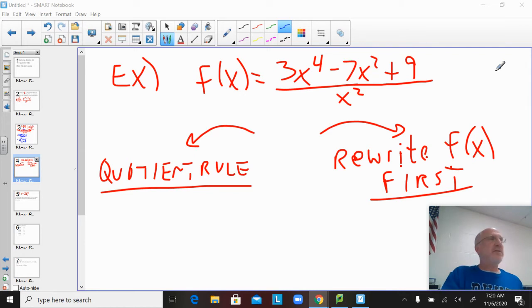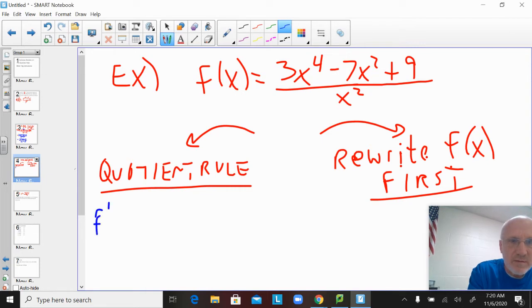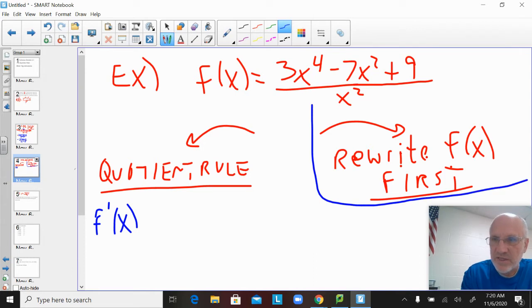I will say that sometimes same answers might look different. They could be equivalent forms. So first, let's, in fact, quotient rule this. So this is f of x. I may need to do the rewriting on another slide. I may need the whole width of this slide to make this fit. So let's quotient rule this.